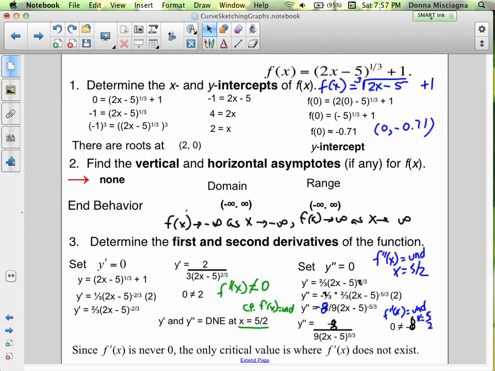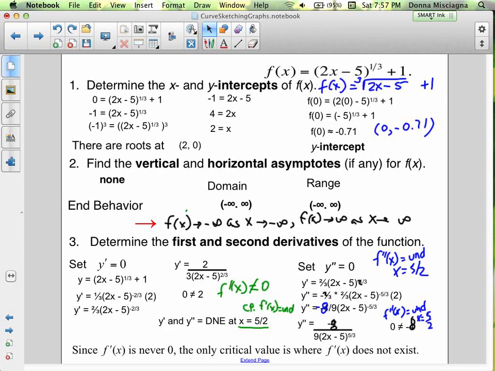Vertical and horizontal asymptotes, if any, there's none. This is a cube root. There's none. Domain, cube root, all real numbers. Range, all real numbers. That's true for any odd root. And also true, f of x is going as, this is odd, the leading coefficient technically is a 1, the coefficient in front of that radical, which is a positive number. So f of x approaches -infinity as x approaches -infinity, and f of x approaches +infinity as x approaches +infinity. That's straight out of algebra 2.